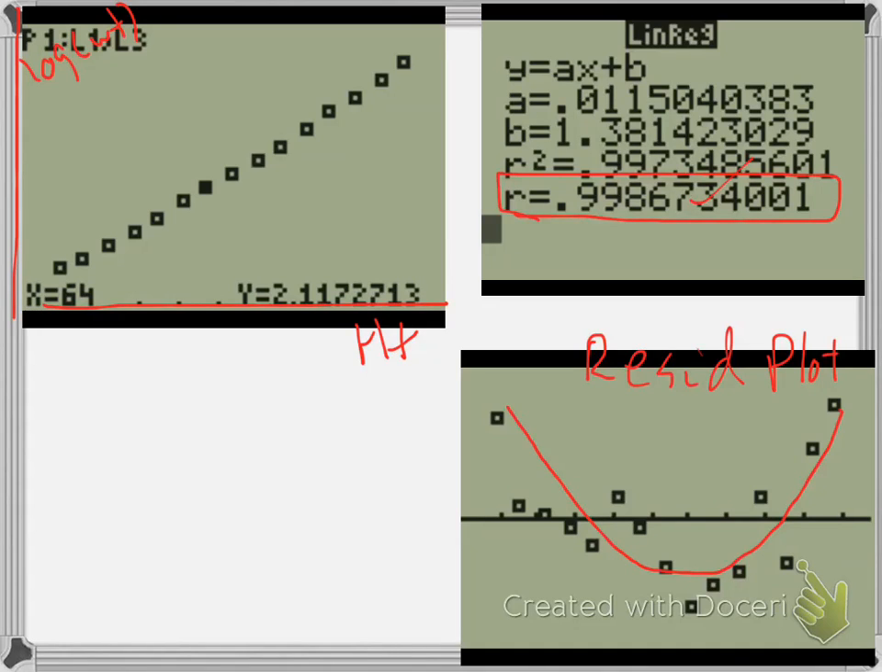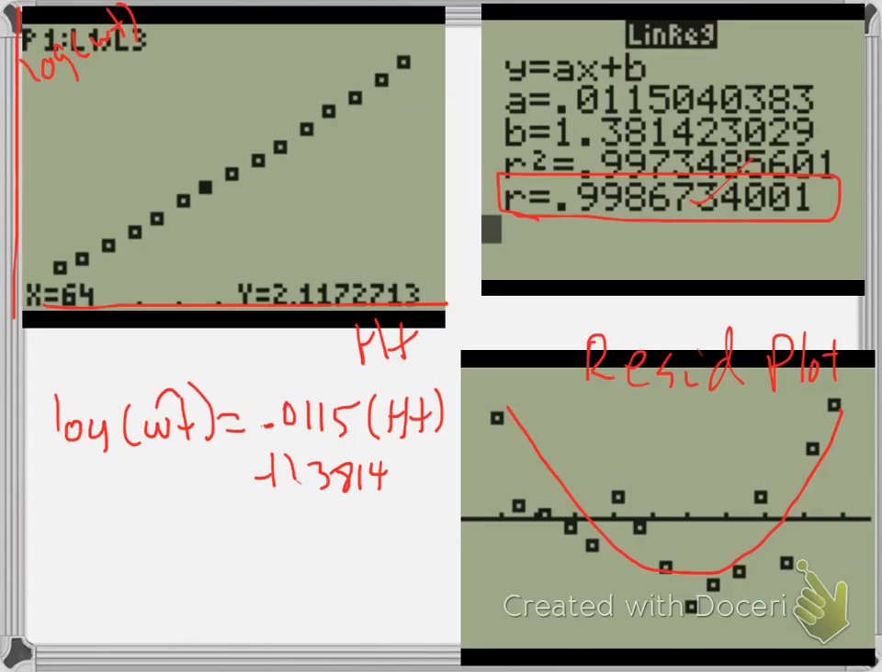I'm going to try a different model. I'm not even going to write it, but if you wanted to use this model, you would write it as the log of the predicted weight equals 0.0115 times the height plus 1.3814. That's a decimal here. That would be the model, but in the logarithm. But I wouldn't. I'm not very confident in that model. So we're going to try one more. I'm going to try another model and see if we can get a better one.